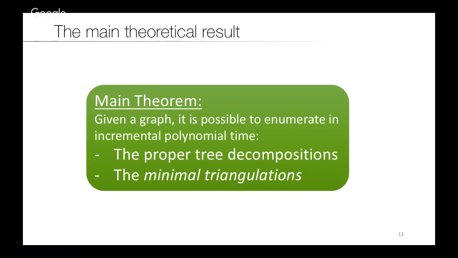Now, the way we do that is that we show a bijection to minimal triangulations. I will say what it is in a moment. And then we show how to find the minimal triangulations in incremental polynomial time. So now we want to understand what are minimal triangulations, how does this help us enumerate the proper tree decompositions, and how can we enumerate them.